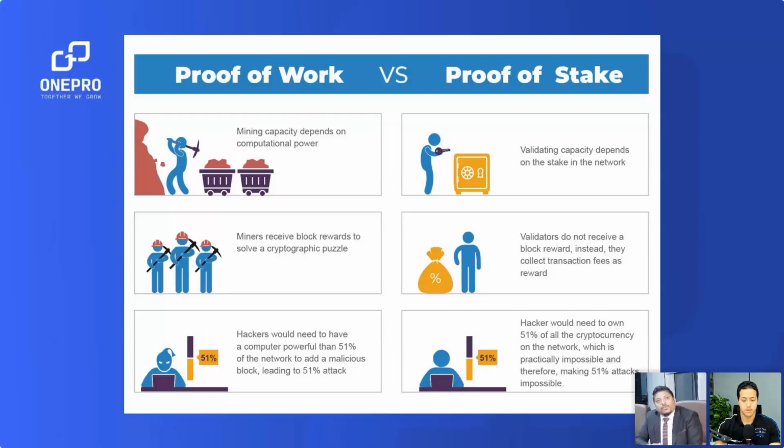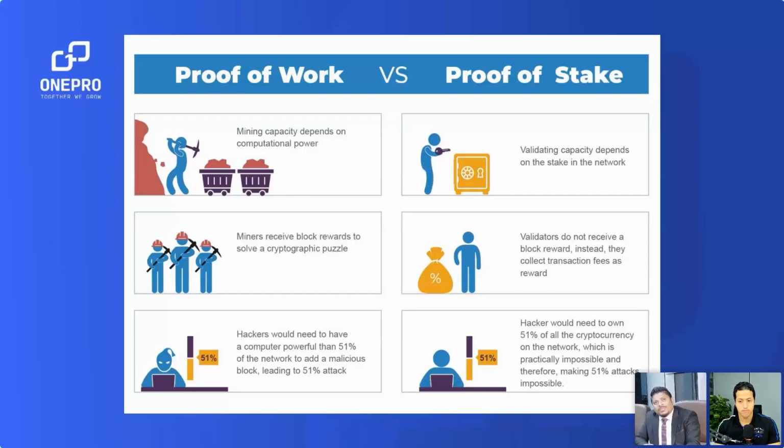And the third one, hackers would need to have a computer more powerful than 51% of the network to add the malicious block, leading to a 51% attack. It actually happened 2 years ago. Once I tried to send $20 worth of Ethereum to one blockchain, and they asked me to pay $280. So this actually happened. That's why Ethereum decided to move from the proof of work mechanism to the proof of stake mechanism. And the first coin which moved to POS is called Cardano, or we call it ADA, all right?